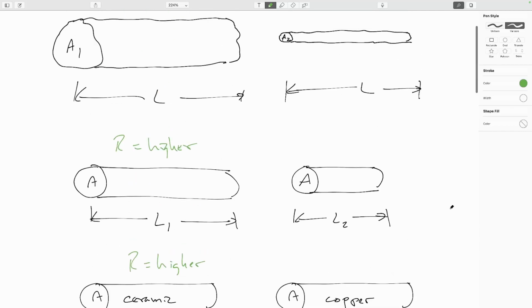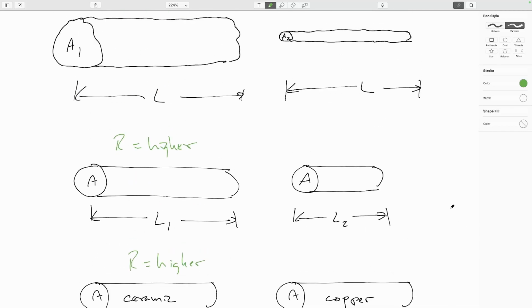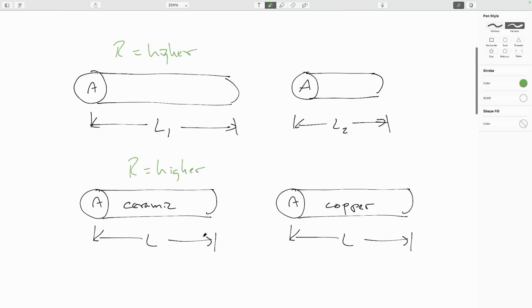So what we get out of this is that the skinnier you are, there seems to be an inverse relationship to cross-sectional area. The skinnier something is, the higher the resistance. There's a direct relationship with length. So that's good. So the longer the device is, the higher the resistance. And also the choice of materials comes into play.